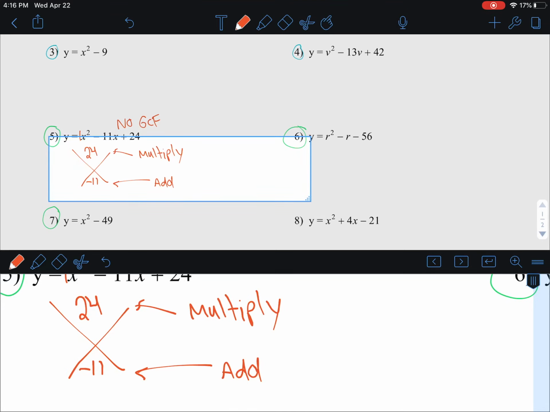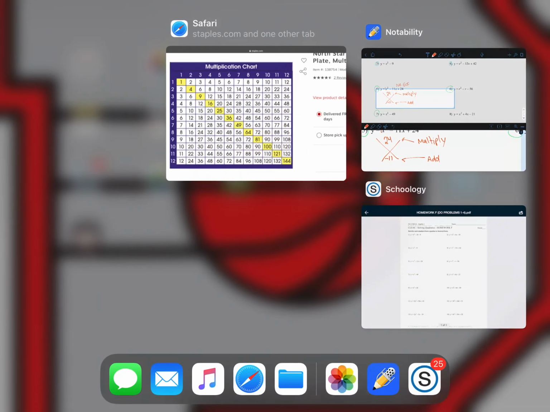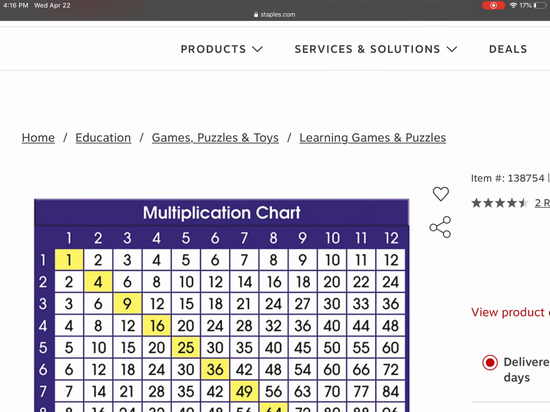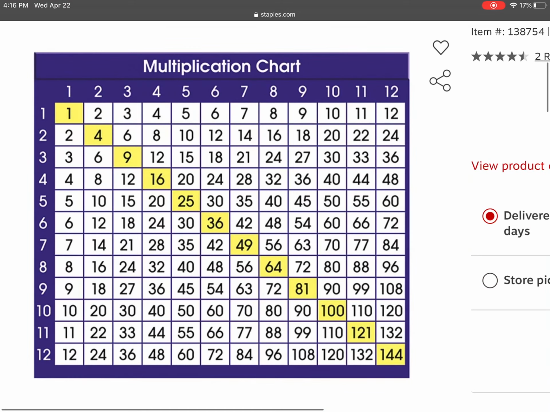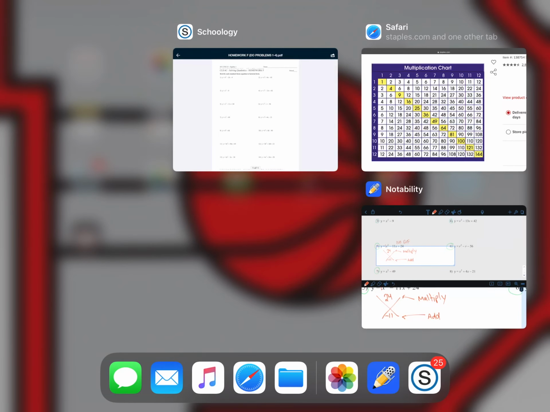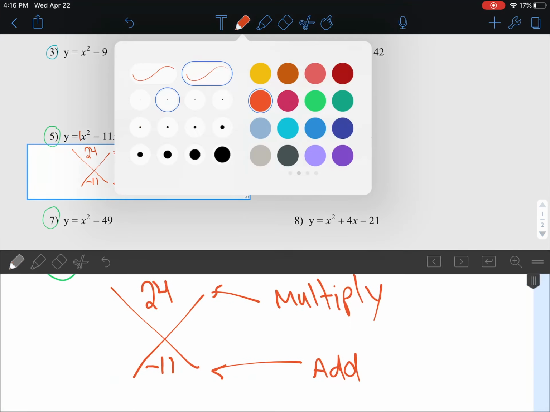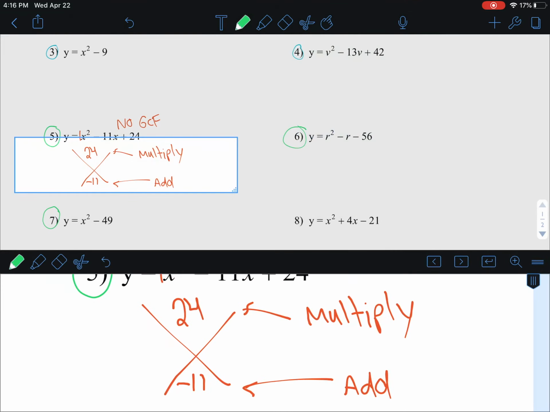If you need a little more help with this, there are multiplication charts out there. If you need to look at a multiplication chart to help you out, you can do that. Look at the ones that equal 24. Whatever works. I've seen students in the past use that. But anyways, two numbers that multiply to 24. You might be thinking 6 and 4. Well, 6 and 4 doesn't work, because 6 plus 4 is 10, and 6 minus 4 is 2. That's not going to get to negative 11. So 6 and 4 is not your winner.